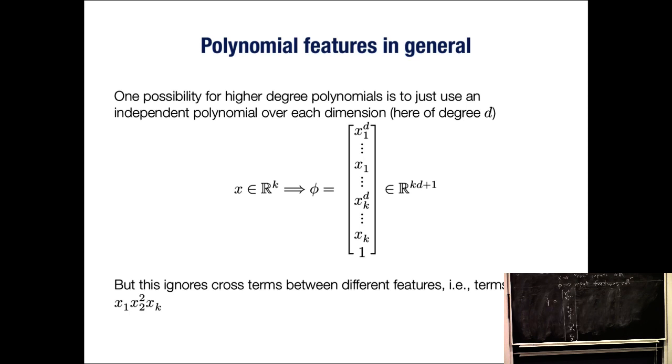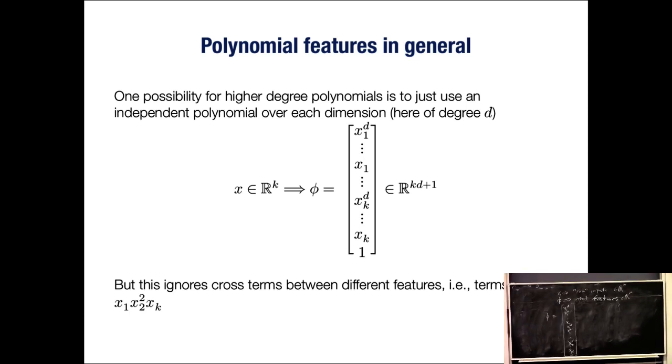The problem, though, is that this is not really a general polynomial in these variables. In particular, it does not have any cross terms, right? So it has terms like x1 up to degree d, but it never has a term like x1 times x2, right? So those terms are missing from this.